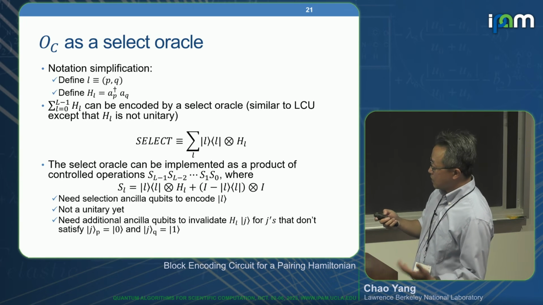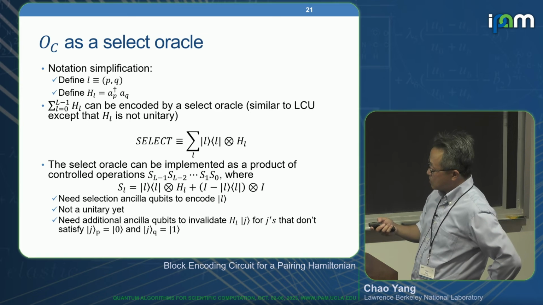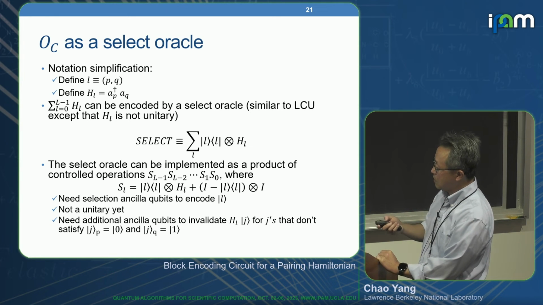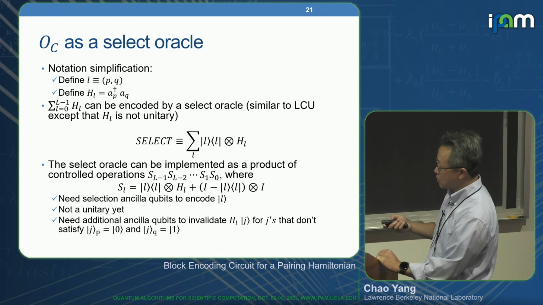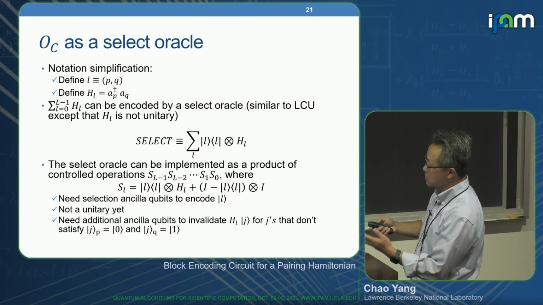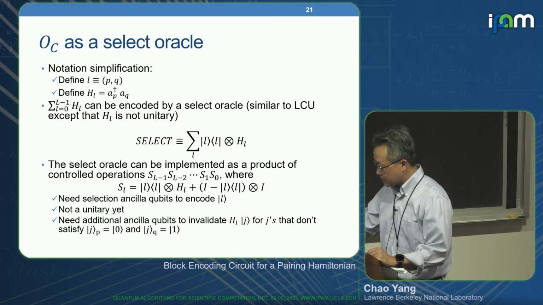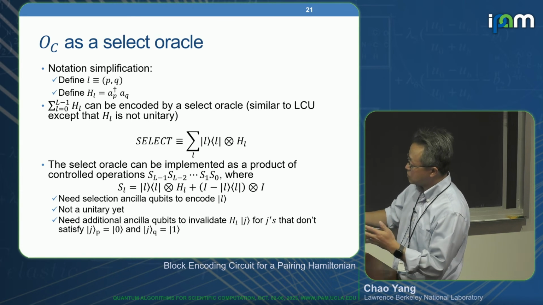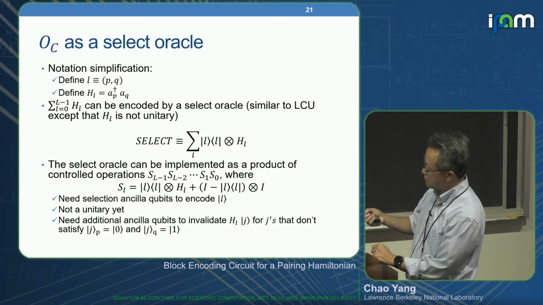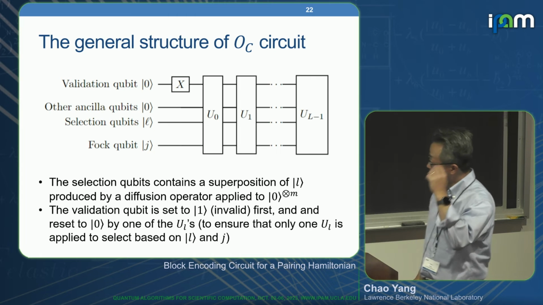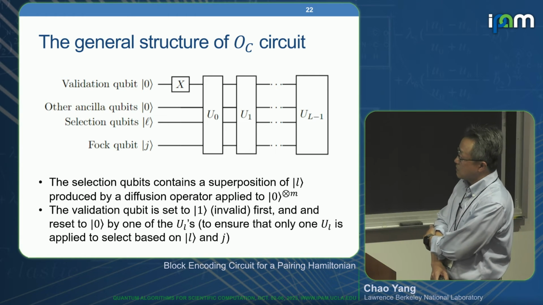So we need some select ancilla qubits to encode L. This is how you select which term, and this is not a unitary yet, but if we add an additional ancilla qubit to implement the conditional, we can turn this into a unitary. So we need an additional qubit to invalidate HL times J cat if J doesn't satisfy this condition. Okay, so how do we do that? It actually turns out to be relatively easy.